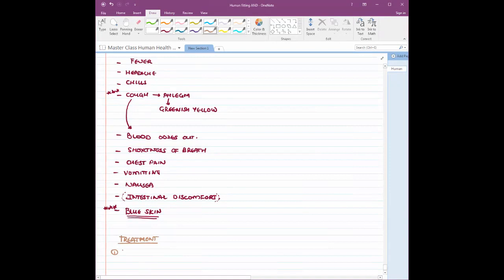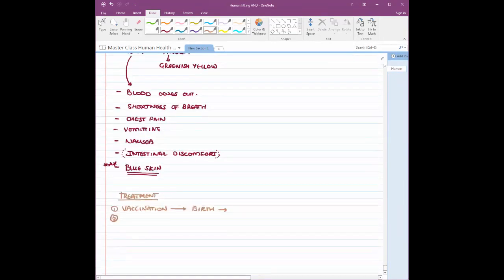The first thing is we are going to have vaccination, and which vaccination are we going to see? Vaccination which is going to be taken at birth. Like we take the pneumonia vaccine right at birth. So that way. Then the second thing, guys, we are going to have some other medicines.